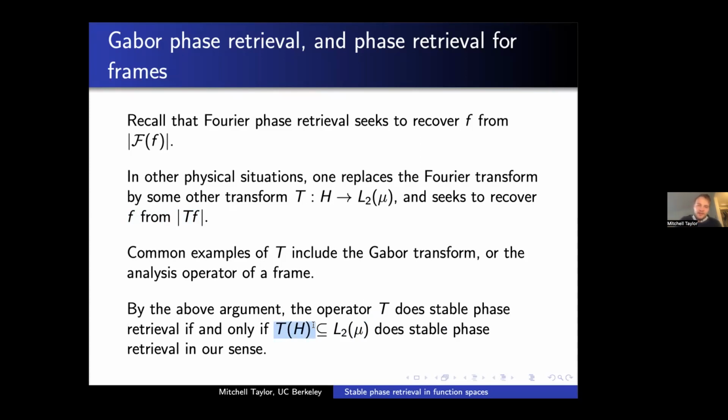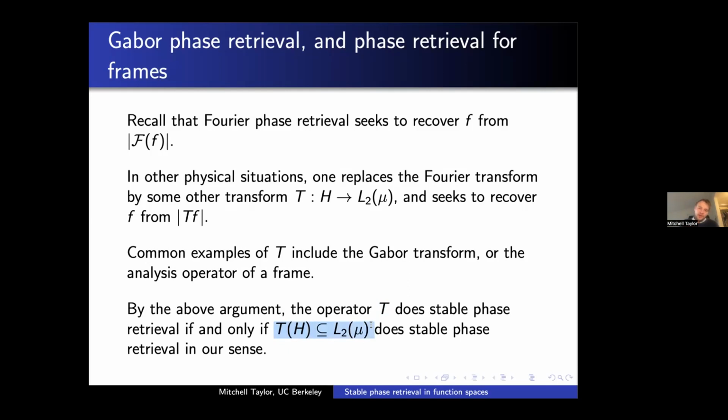Okay. The logic is exactly the same as the logic with the Fourier transform, but the point here is that somehow the physics determines what operator you're interested in, and the operator determines which subspace of L2 you want to do stable phase retrieval on.